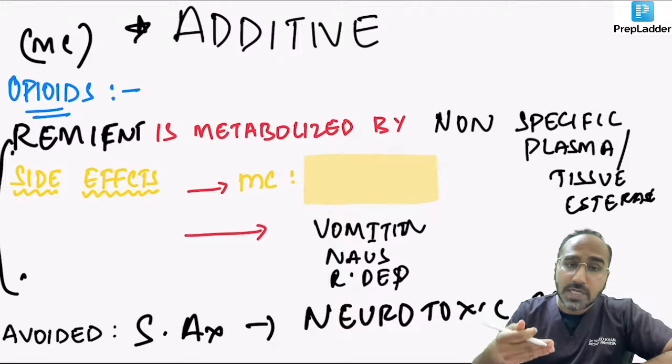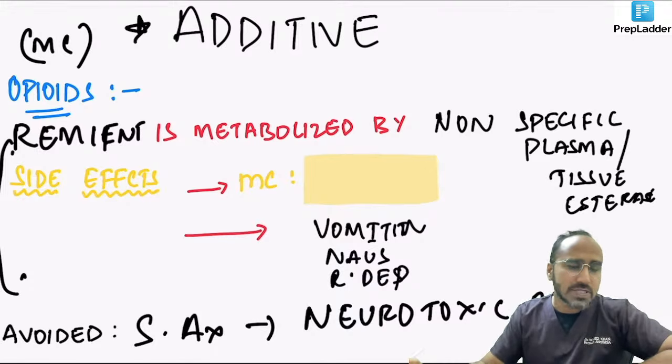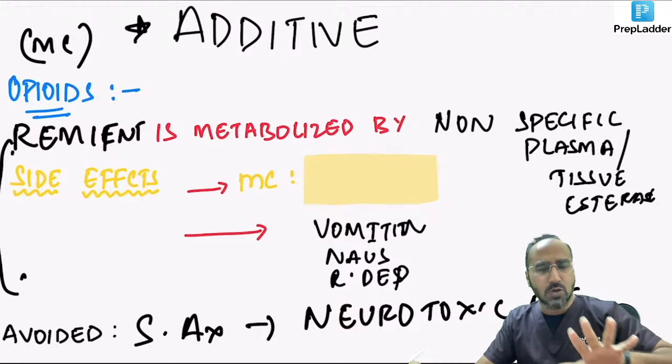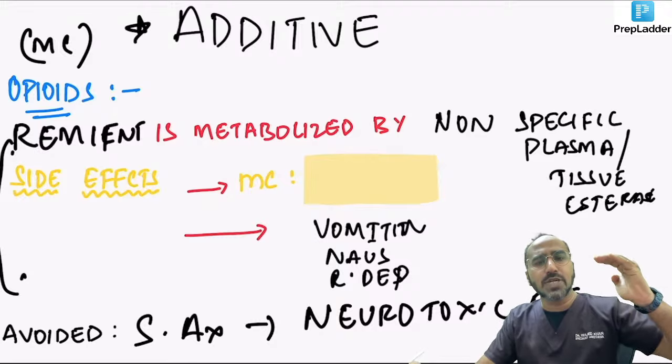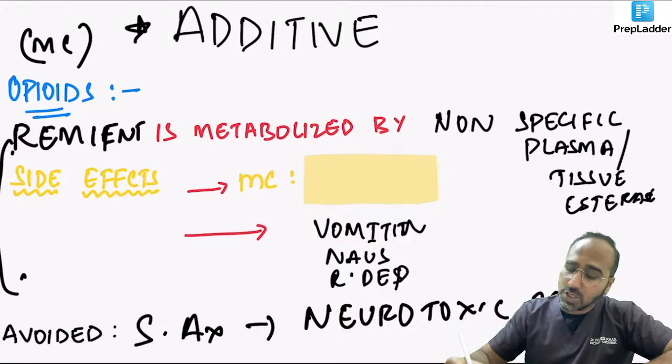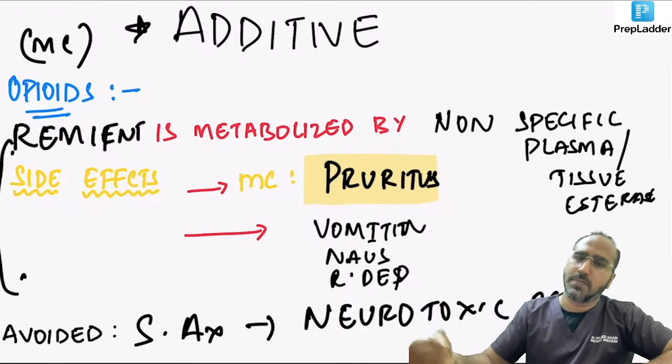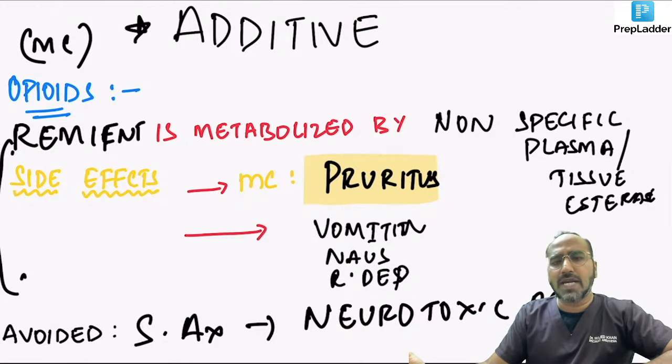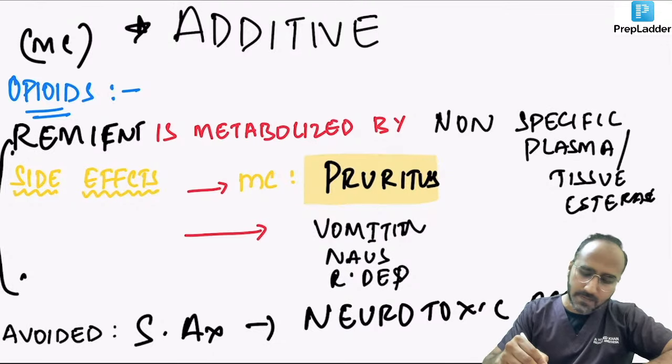Now, as you are using opioids, what is the common side effect of this opioid? First of all, the good effect is that they increase the duration of the local anesthetic. But the side effect that comes with opioids is what? The most common side effect is that the patient might have pruritus. That is very, very important. Apart from that, the patient might have vomiting, nausea, and respiratory depression also.